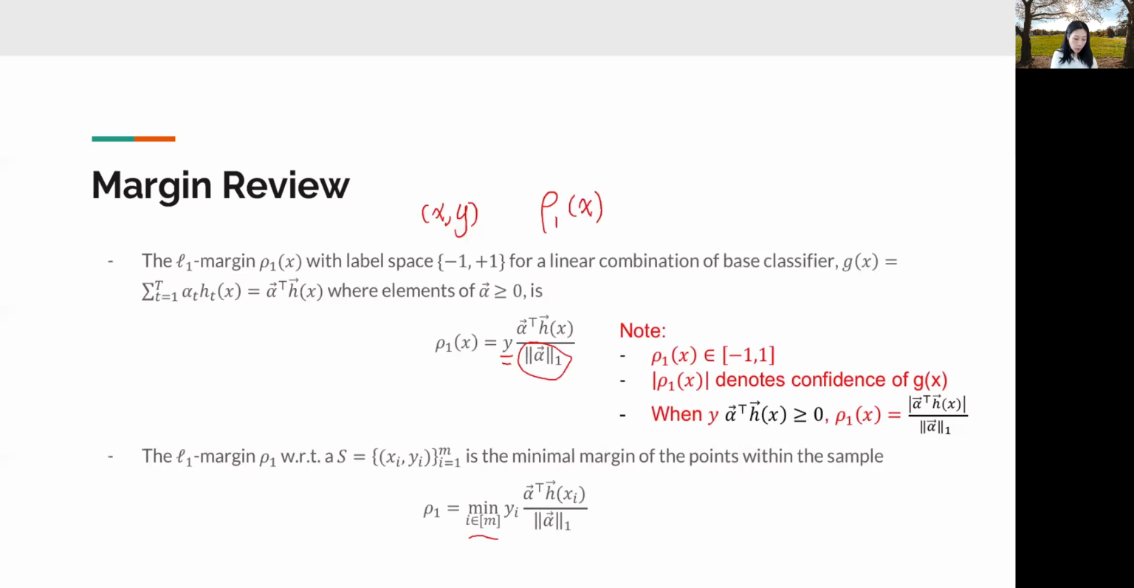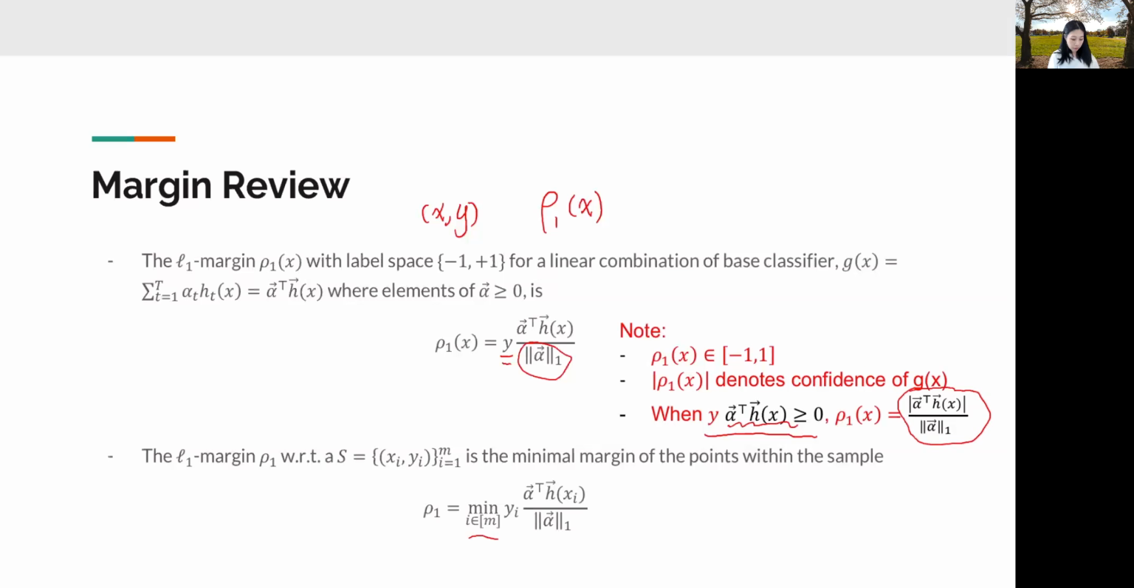And the third one is that when this term is greater than or equal to 0, what is this term? It is y times g of x, because alpha transpose h of x is nothing but g of x. So when y multiplied with g of x is greater than 0, then rho_1 of x is nothing but the absolute value of the inner product divided by the L1 norm of alpha. This seems to be a rather trivial argument, but why do I care about talking about this? You'll see in the next slides, this has a very nice geometric interpretation associated with it. That's why I wanted to emphasize this here.